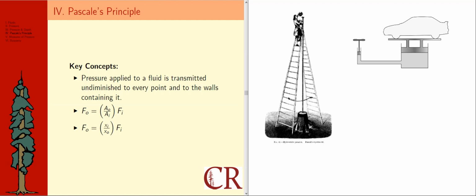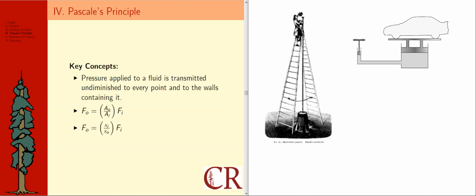Pascal's principle states that pressure applied to a fluid is transmitted undiminished to every point and to the walls containing it, even if that pressure is applied in a very small area. The pressure will be transmitted to potentially much larger area if the fluid is contained. And a dramatic demonstration of that allegedly took place in 1646.